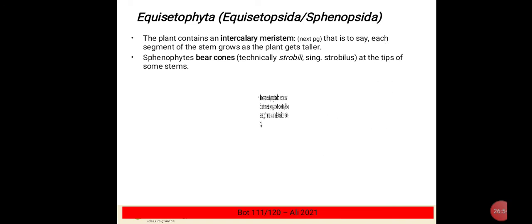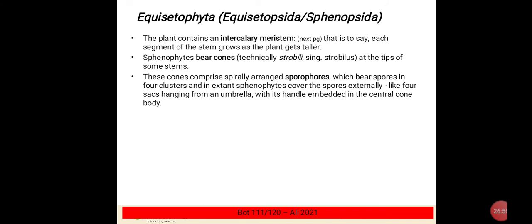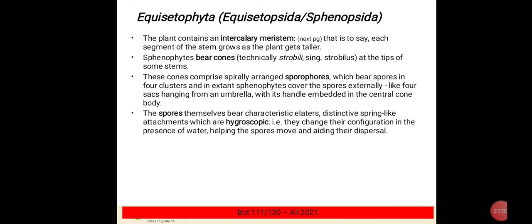They are cone-bearing structures. The next, now these cones comprise of the sporophores. These sporophores are the spore-bearing structures. They bear the spores. Now, remember I said the Equisetophyta bear cones. These cones are arranged into sporophores. These sporophores now are the structures which bear the spores.